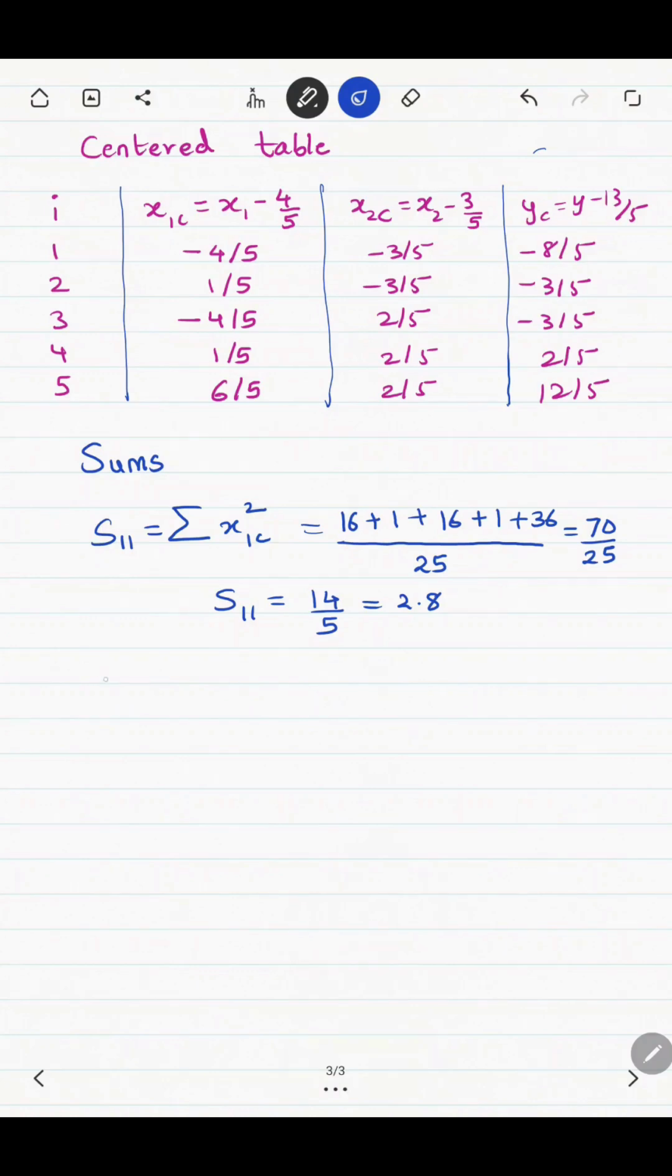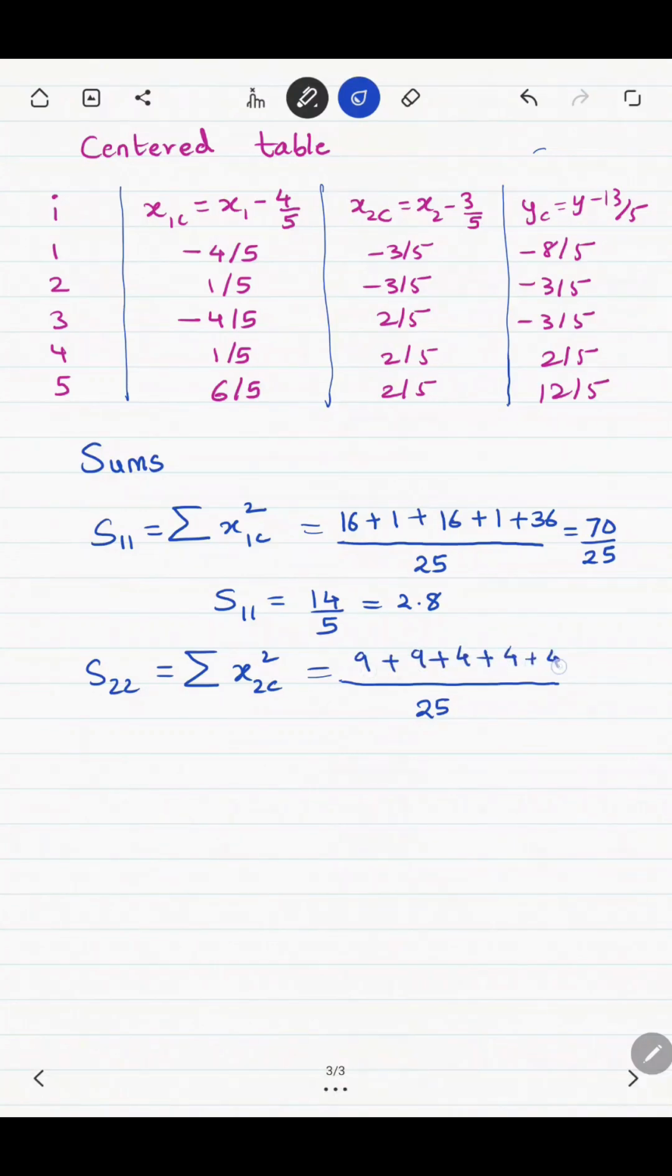S22 will be summation x2c squared. Similarly, you can see the column of x2c over here. Again, all of them have the denominator 5, so because you're squaring it, the denominator will be 25, and the numerator will be 3 squared is 9 plus 9 plus 4 plus 4 plus 4. So this is 30 by 25 or 6 by 5 or 1.2.